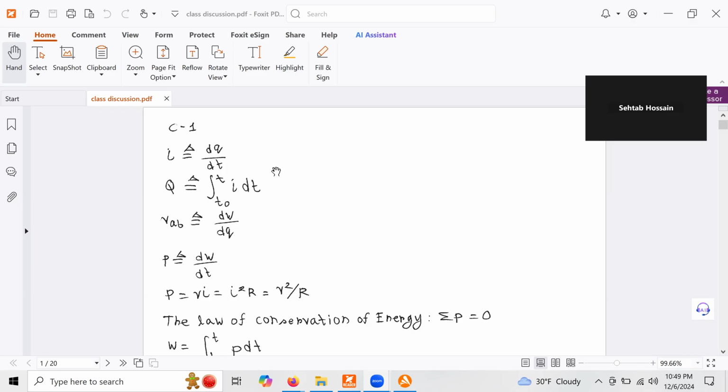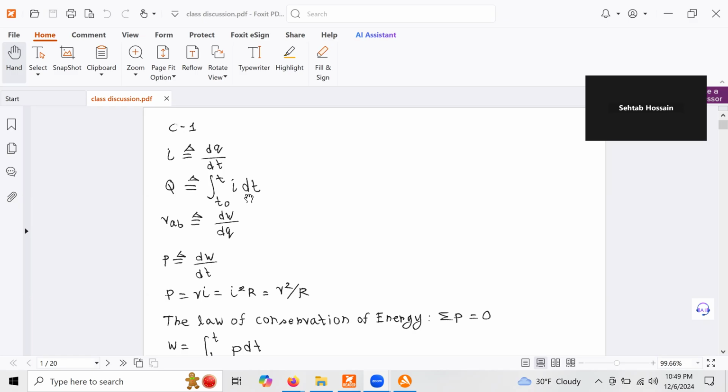So q is charge. What will q be? I have to get q in full format, not in differential format. For that, I have to do the integration from t0 to t. t0 is the initial time. q is the integration of i dt, integrated with respect to time.